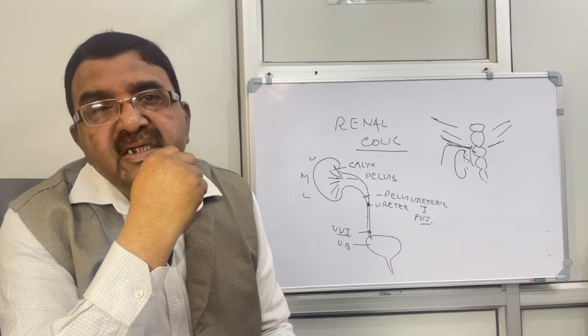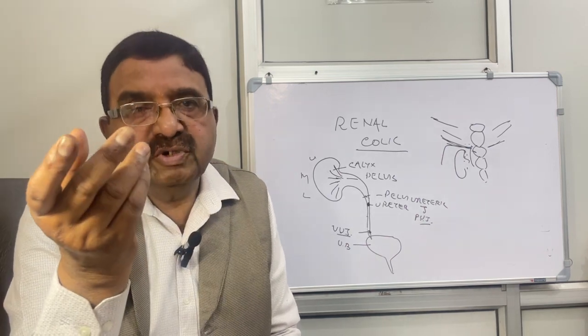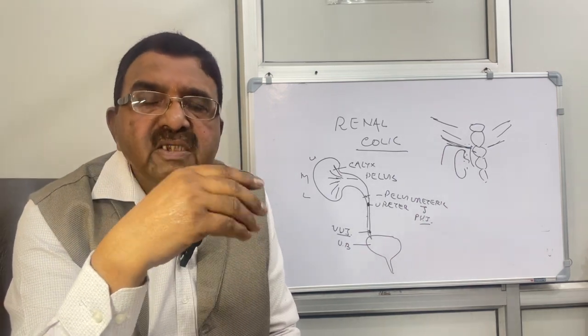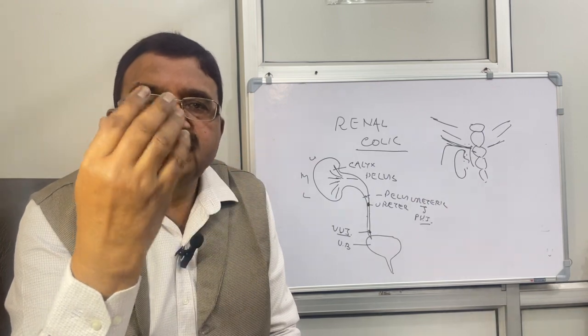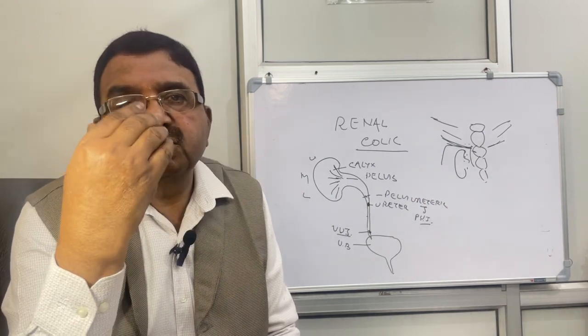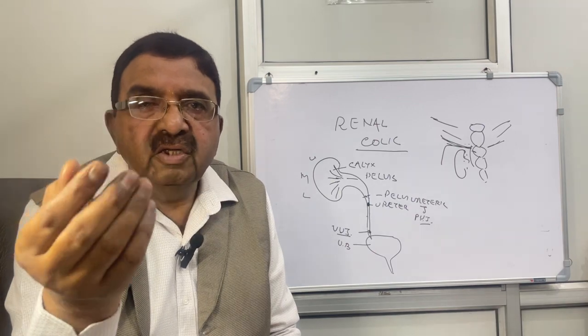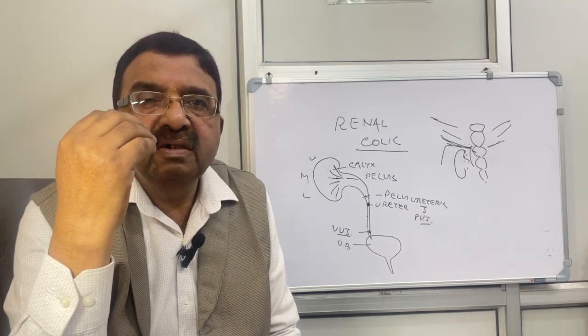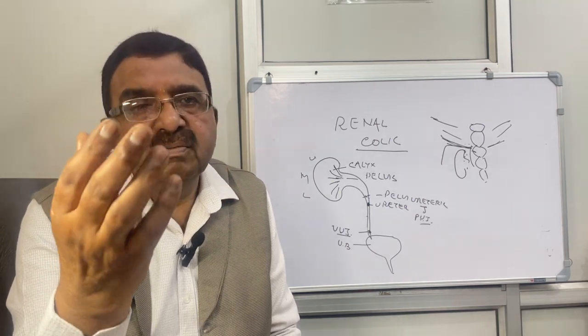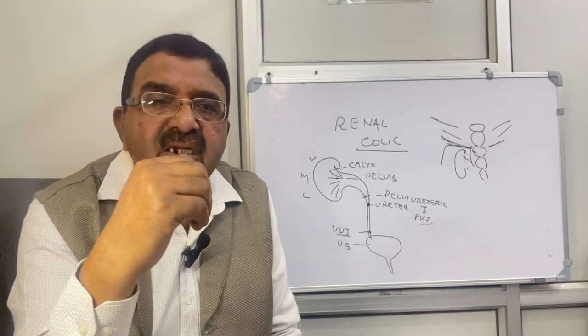Then the third complaint is increased frequency of micturition. The patient passes urine so many times in a day. After every 15 minutes to 30 minutes, he passes urine. It is because of the infection caused by the passage of blood and infected urine.